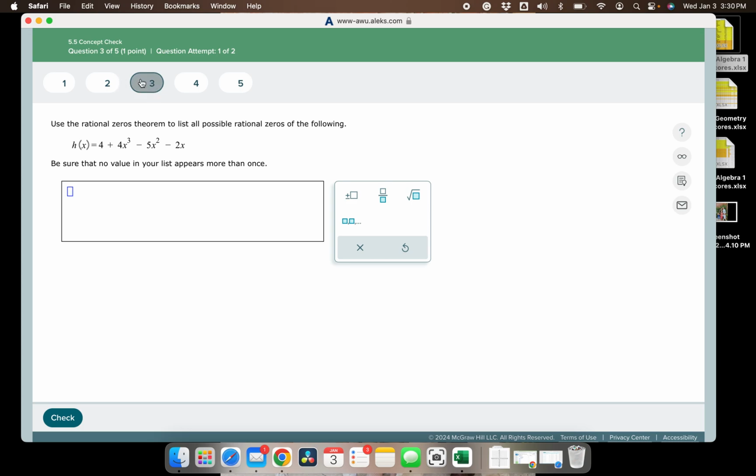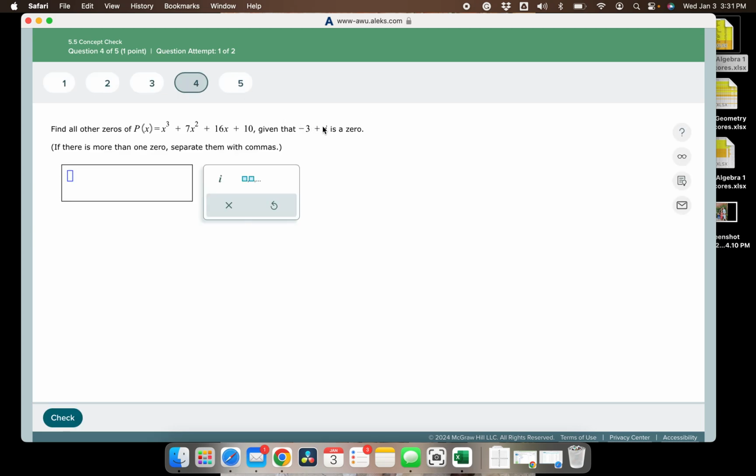This one's just like the other one. List all the possible rational roots. Be careful with your leading coefficient: you have to put it in standard form first. So this 4x to the third should be in the front, and the 4 should be last. That'll give you all the possible rational roots from there.